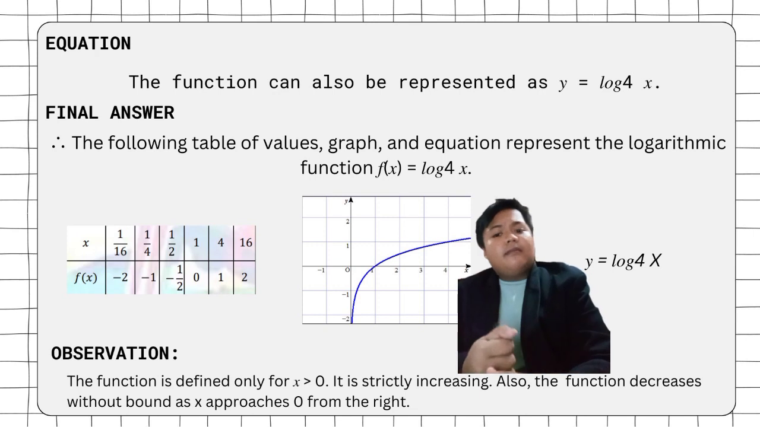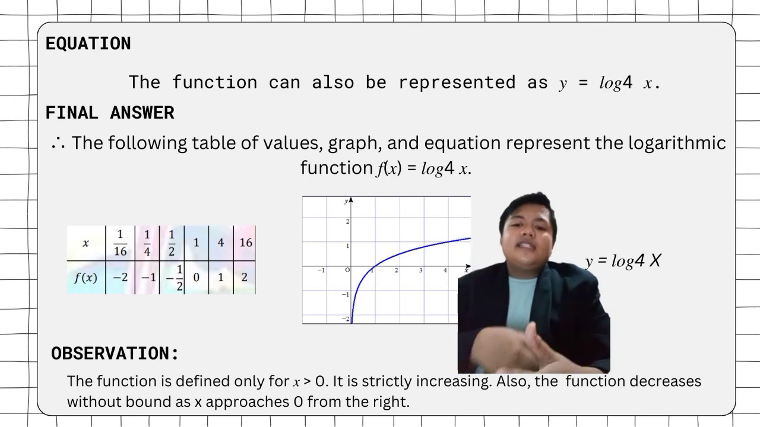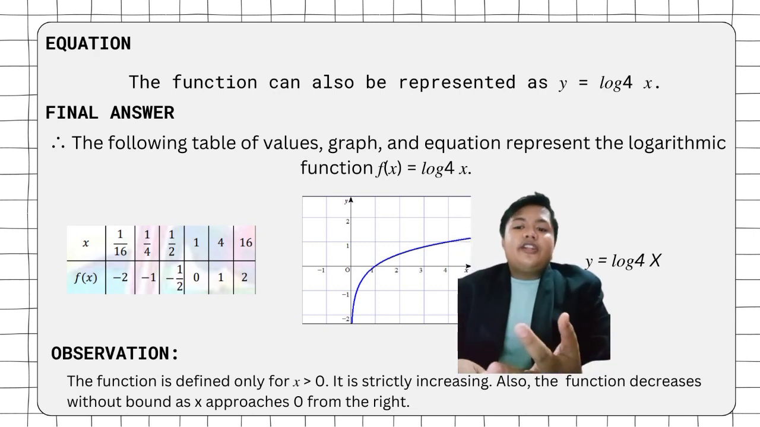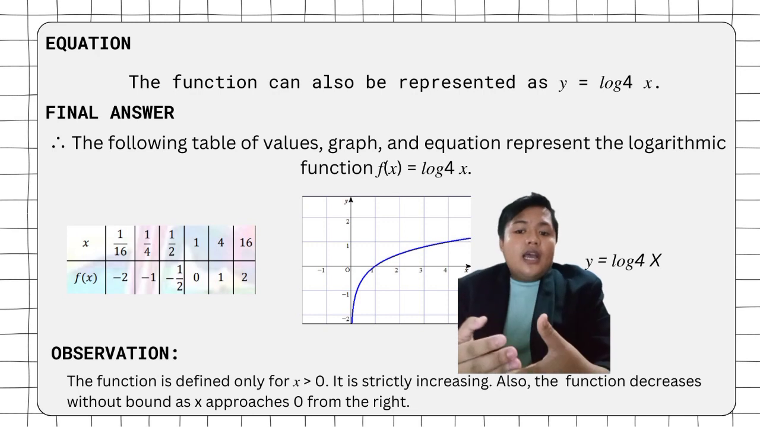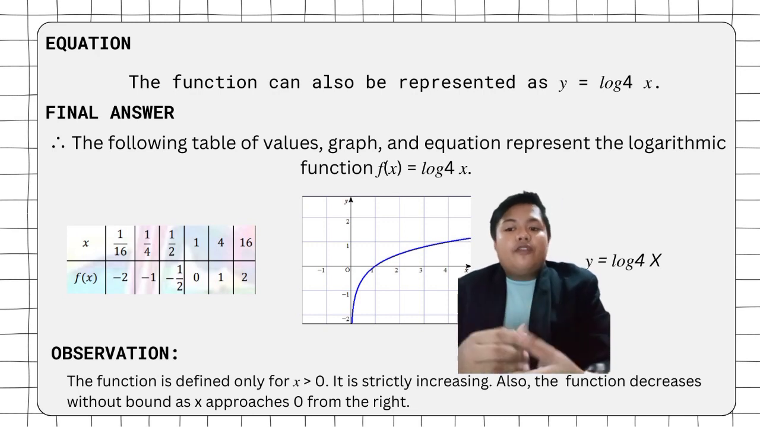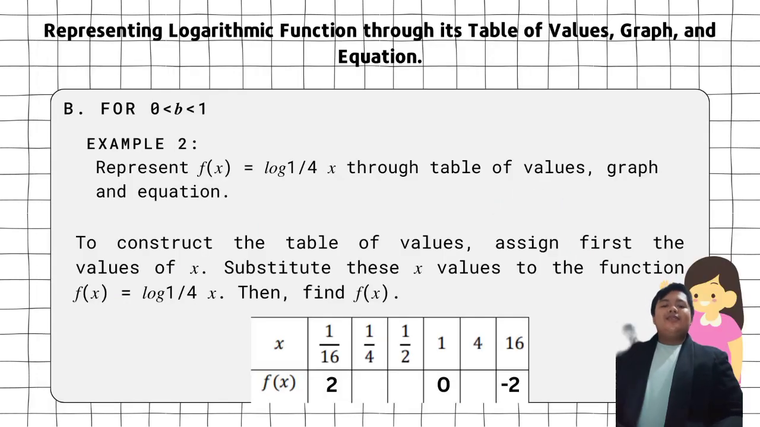So, for observation, the function is defined only for x greater than 0 and is strictly increasing. Also, the function decreases without bound as x approaches 0 from the right. So, for the example number 2, it's all about b is greater than 0 but less than 1. So, the example number 2 is to represent f of x is equal to log x base 1/4, through table of values, graph, and equation.